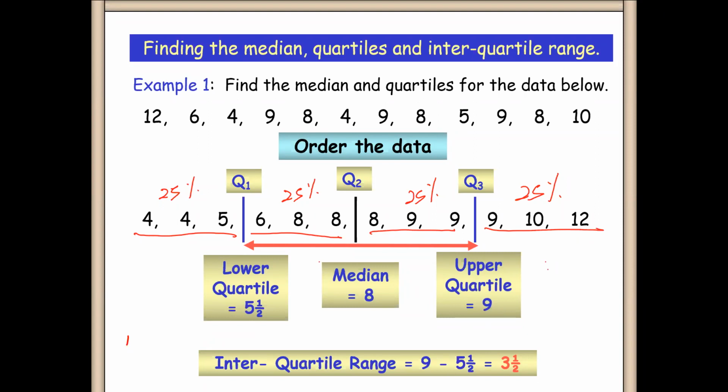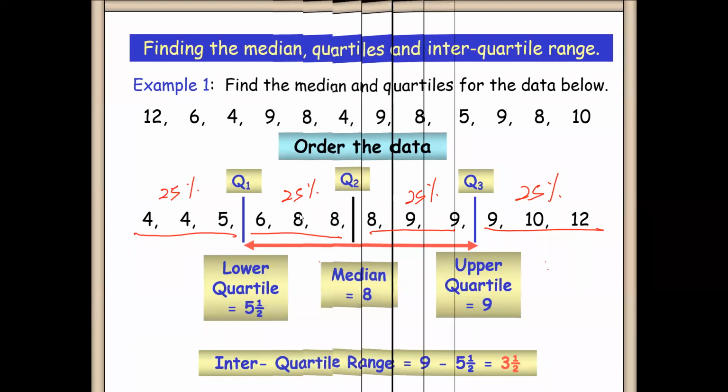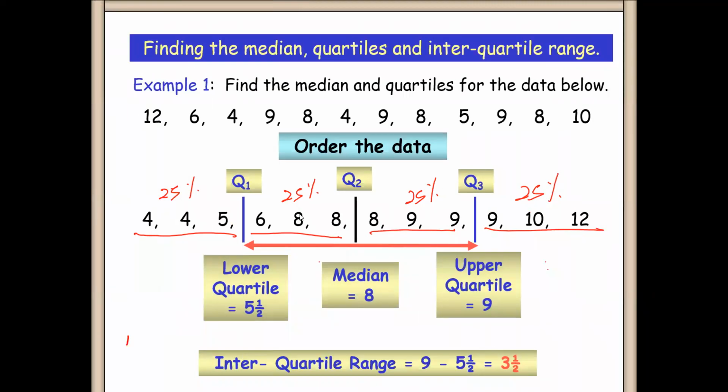Now, another term that comes up is a semi-interquartile range. What is a semi-interquartile range? Semi, like you get a semicircle, means half. So you take your interquartile range, 3.5, and you divide it by 2 to get a semi-interquartile range. Any questions?